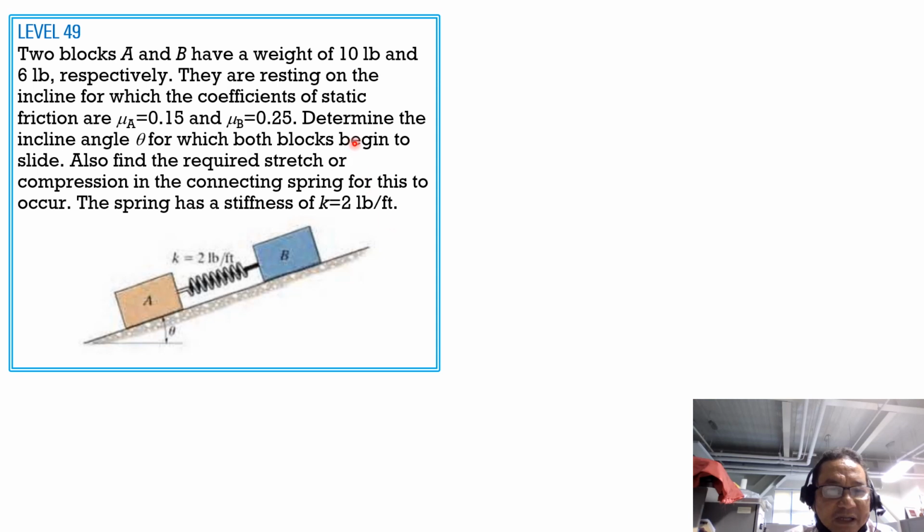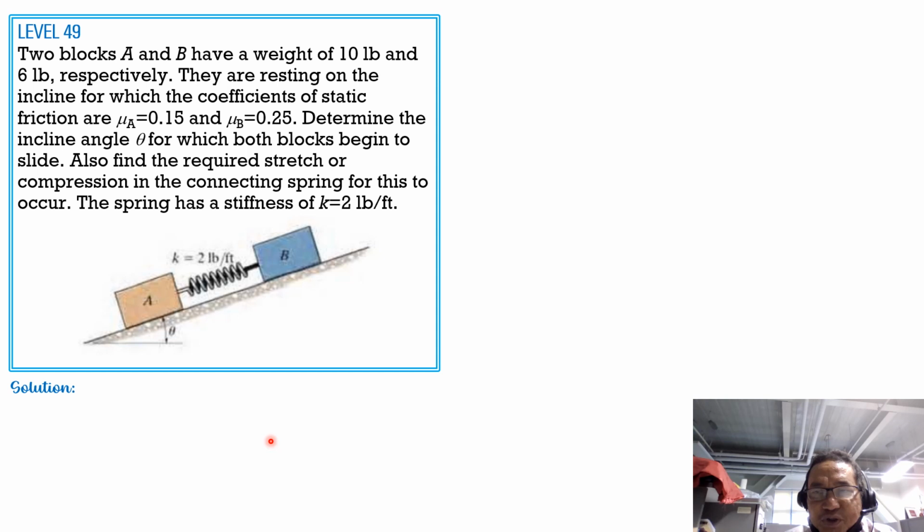So because the condition is the inclination theta for which both blocks will begin to slide, that means the frictional resistance under each block would be at its maximum. So 0.15 of the normal at A and 0.25 of the normal at B, respectively, under blocks A and B.